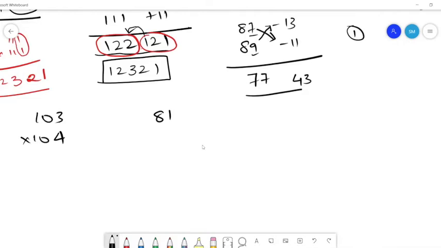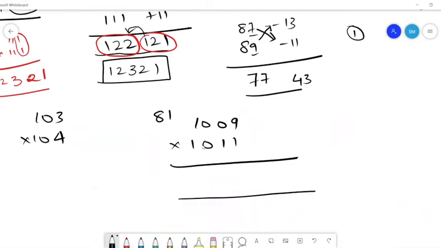Did you try with thousands? Like if you take 1009 times 1011, can you quickly tell me what the answer would be? 12099. Okay. How do you get that?